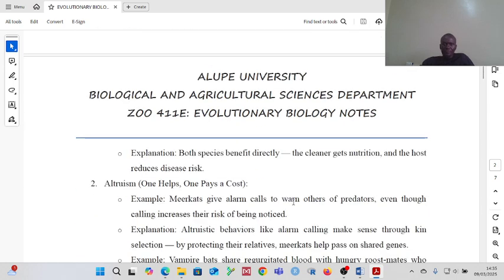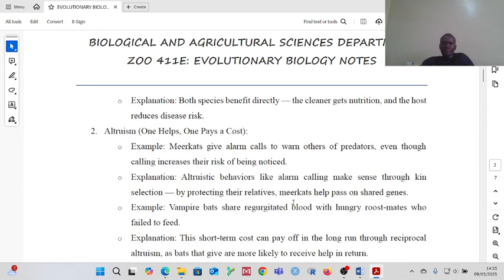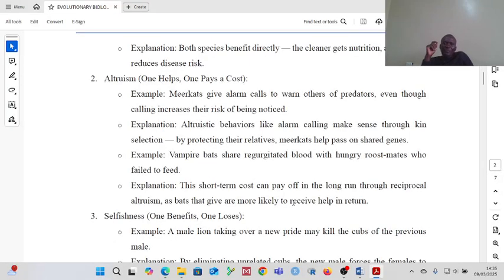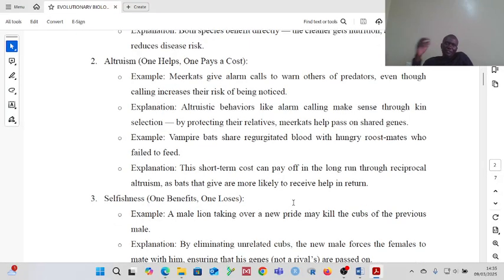Let's move on. So the second type of social interaction is altruism. Okay? So in altruism, there are two organisms that are interacting. But in altruism, one is helping and one is paying a cost. Okay? So let's look at the example that we give, then we go ahead and explain it.